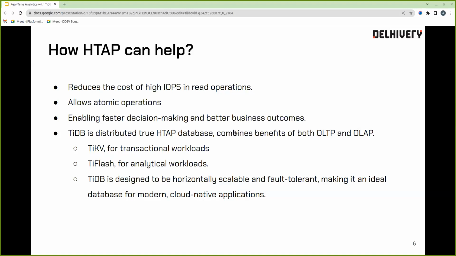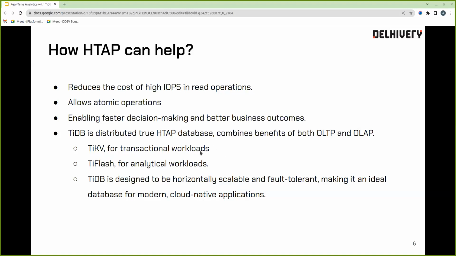And the next is faster decision making. With this, organizations can achieve faster decision-making capabilities. Real-time analytics combined with transactional data processing enables timely insights, empowering businesses to make informed decisions safely. Now, while working in this space, we figured out TiDB is an exemplary distributed true HTAP database that combines the advantages of both OLTP and OLAP layers.